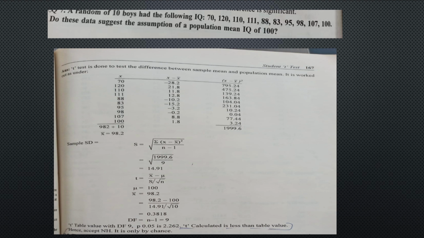So the degree of freedom is calculated as n minus 1, which is 10 minus 1, that is 9. And the t-table value with df 9 at 0.05 level of significance is 2.262, and the t calculated value is less than the table value. Hence accept the null hypothesis. It is only by chance.